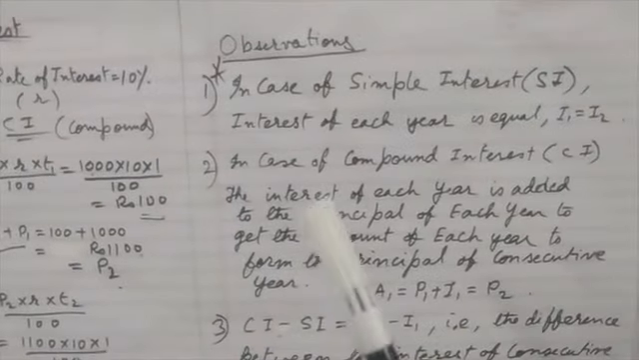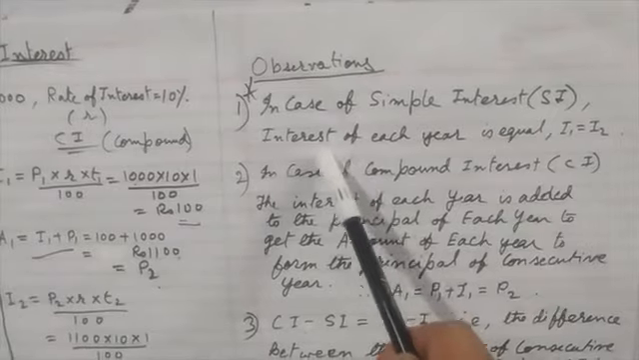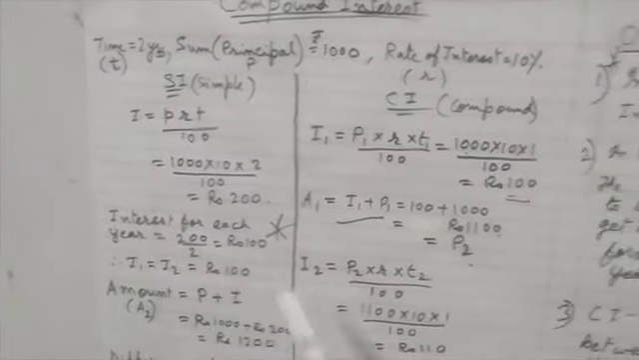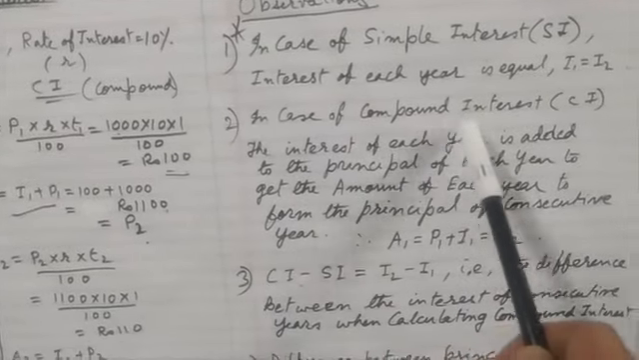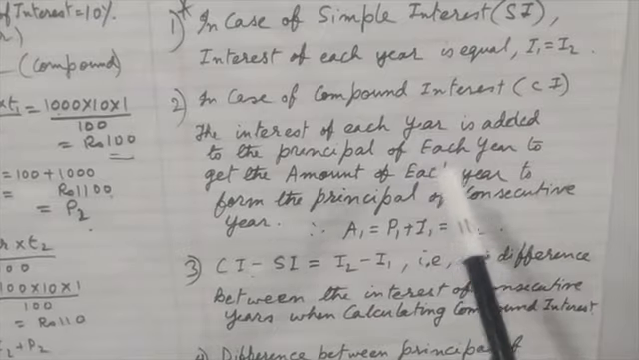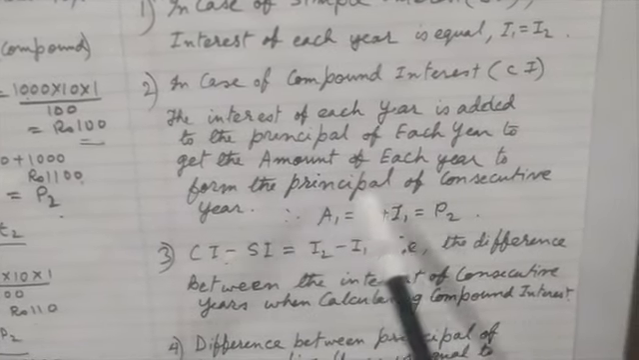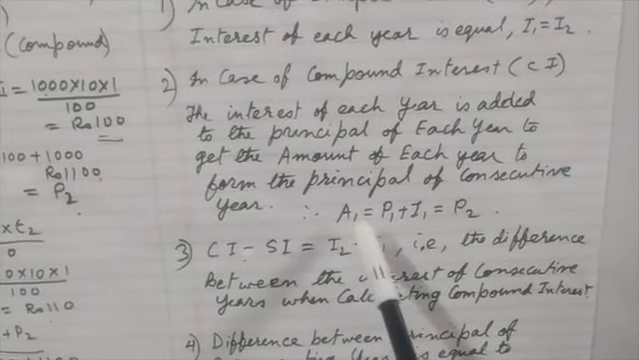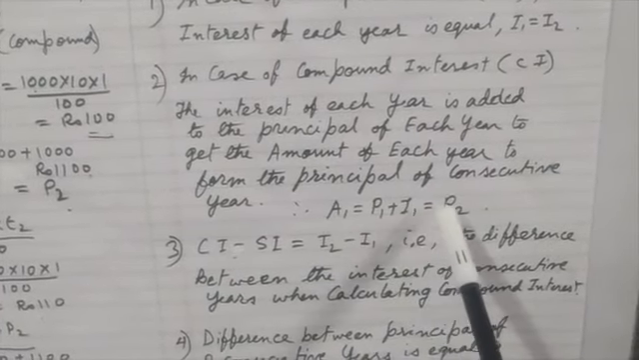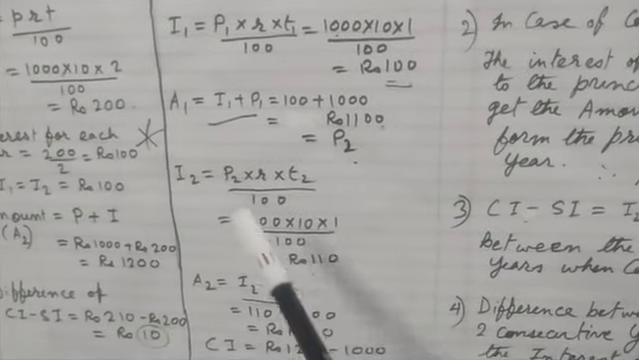Now here are some interesting observations which we find. In case of simple interest, interest of each year is equal. I1 equal to I2. Already I have shown here. Now in case of compound interest, interest of each year is added to the principal of each year to get the amount of each year, which forms the principal of the consecutive year. A1 is equal to P1 plus I1. This is forming the principal of the second year. We have seen here already.